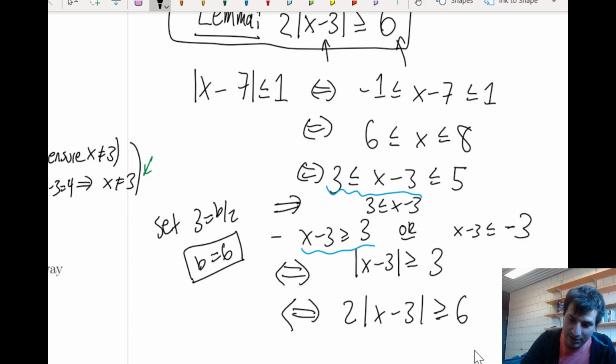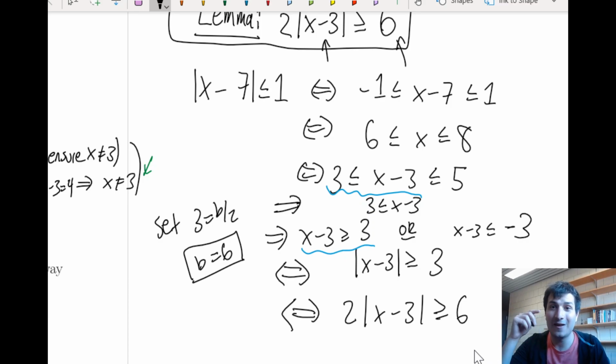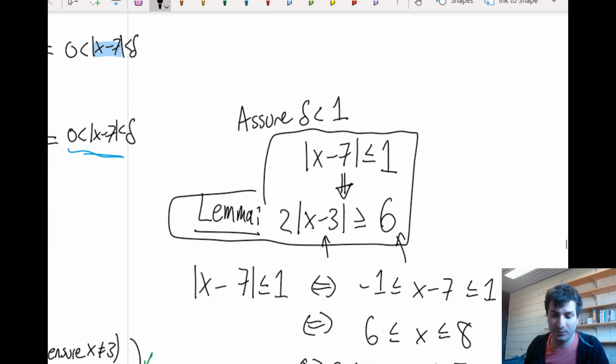And that means, not if and only if, one way: if x minus 3 is bigger than 3, then x minus 3 is bigger than 3 or some other stuff. It doesn't matter what the other stuff is. We got the first part. And that's the same thing as the absolute value of x minus 3 bigger than 3. Okay, so we have the lemma. We have the lemma with a 6. So as long as delta is less than 1, we're going to be okay.